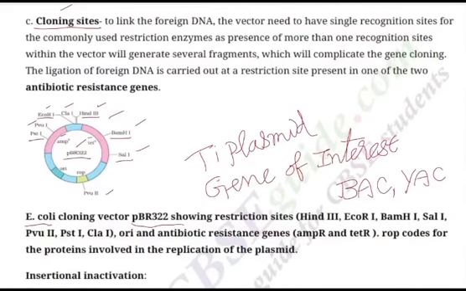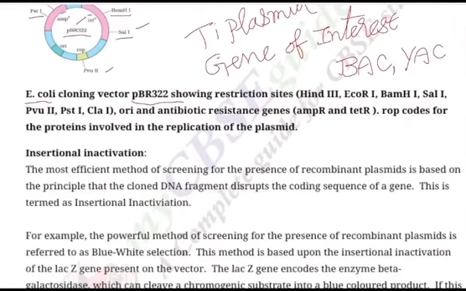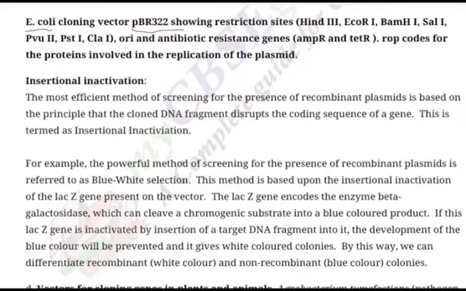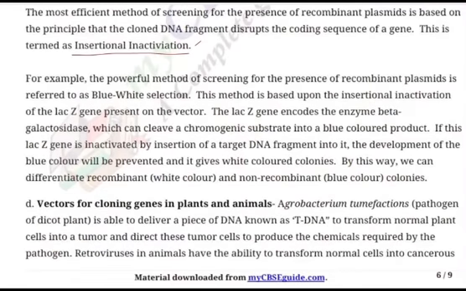So rop codes for the proteins involved in the replication of the plasmid. This is the importance. And insertional inactivation. The most efficient method of screening for the presence of recombinant plasmids is based on the principle that the cloned DNA fragment disrupts the coding sequence of a gene. This is termed insertional inactivation.